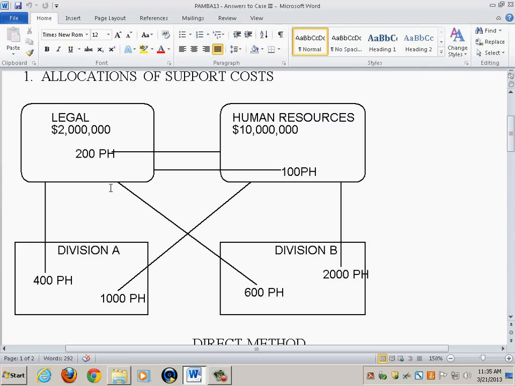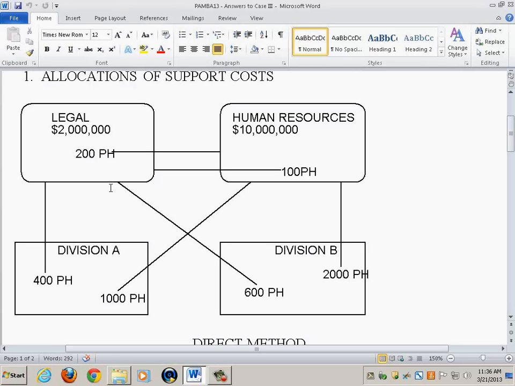So this is why the traditional costing method remains, again, a simple and quick method. But if we want a more accurate method, we want activity-based costing. And the way we do activity-based costing, we first of all do a detailed activity analysis of human resources and legal, and we delineate all their activities.